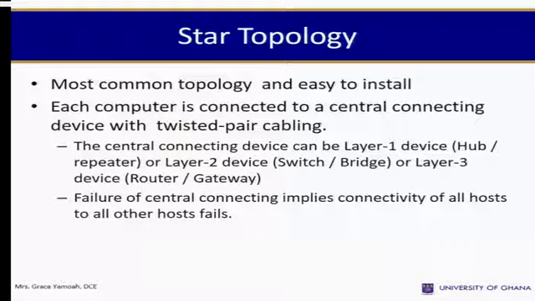Star topology. Most common topology and easy to install. Each computer is connected to a central connecting device with twisted pair cabling. The central connecting device can be a layer 1 device such as a hub or repeater, a layer 2 device such as a switch or bridge, or a layer 3 device such as a router or gateway. Failure of the central connecting device implies connectivity of all hosts to all other hosts fails.